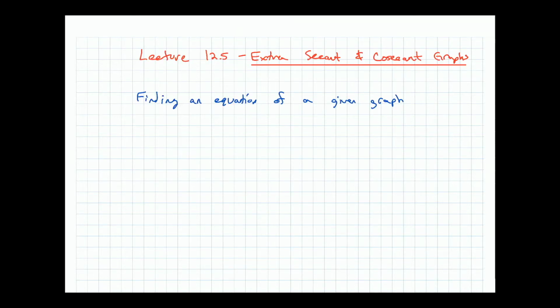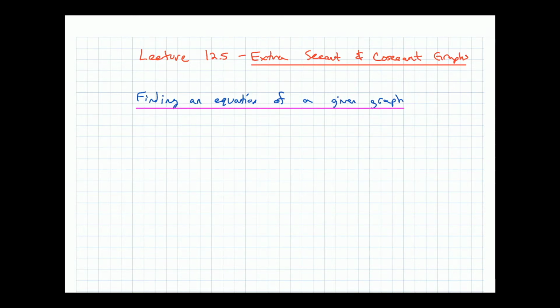Hello everybody. So this is just going to be a supplement to the previous lecture. Coming up with the equations for a given secant or cosecant graph was hard. And so I want to try to just do a quick video where I show you the easiest way to do it. Okay, so we want to find the equation for a given graph.